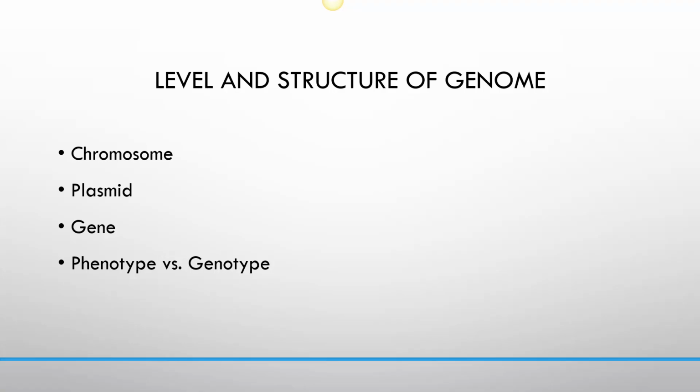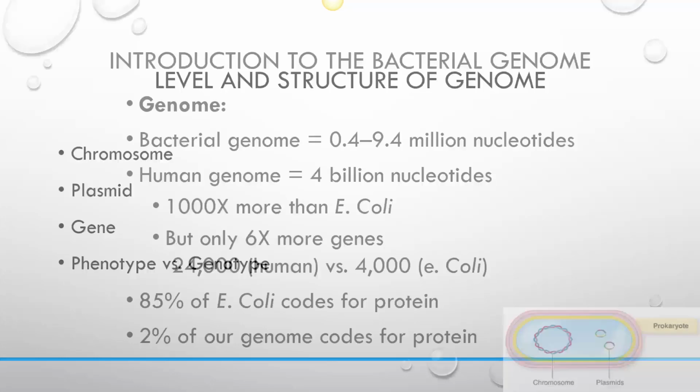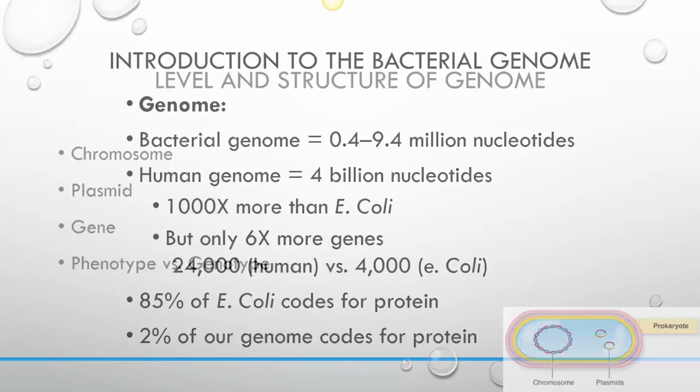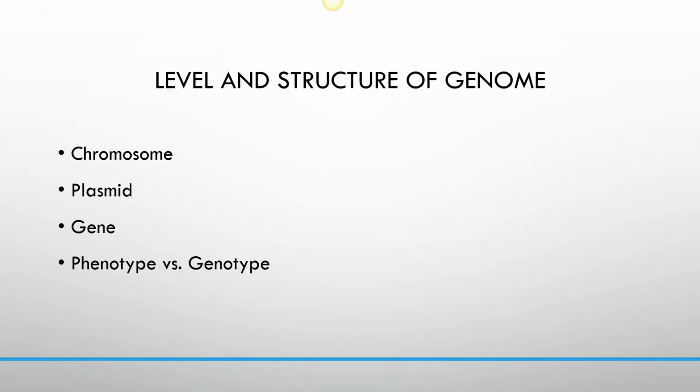Plasmids. So plasmids are small circular pieces of DNA that provide extra genes. These extra genes are not essential for the life of the organism, but they do usually provide some type of benefit, like the ability to utilize certain nutrients or the ability to survive in the presence of an antibiotic. Going back to this picture again, these small circular pieces of DNA are plasmids. A gene is a segment of DNA that codes for a protein.